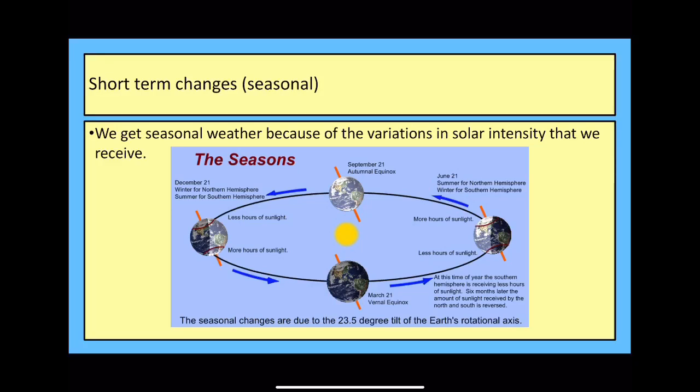Hopefully you're reasonably familiar with the concept of the seasons. This will be something that you've covered in science and previously in school. We get seasonal weather because of the changes in solar intensity that we receive, and this is because of the tilt of the Earth's axis. You can see down here that the tilt is around 23.5 degrees. This does vary, but that's not something we're really going to get into.